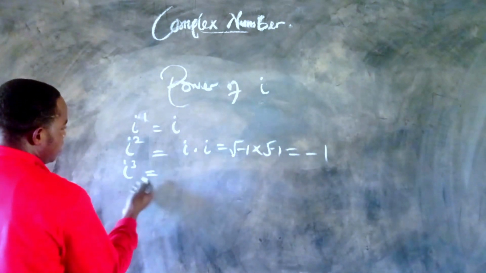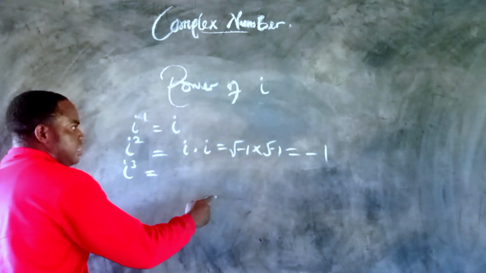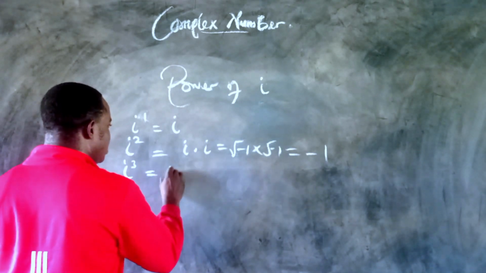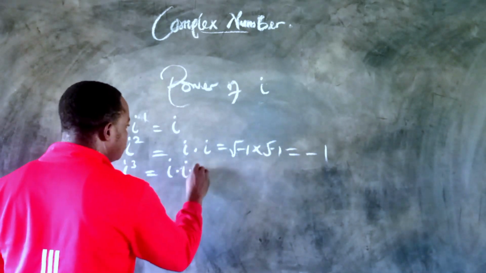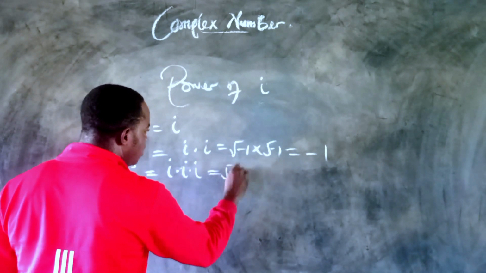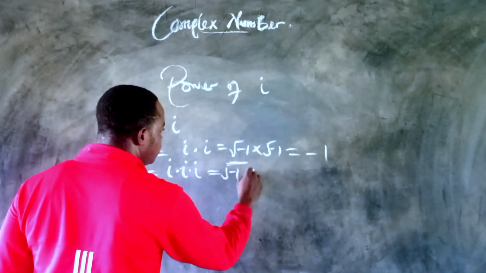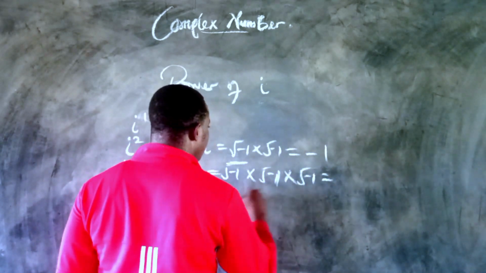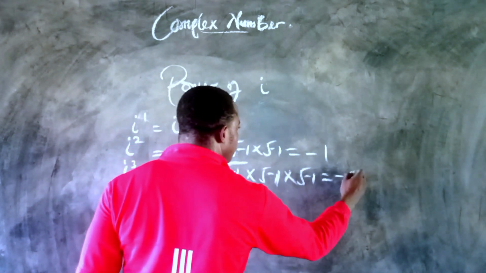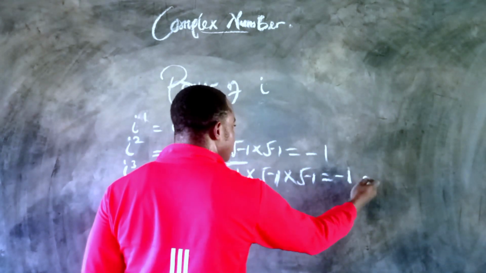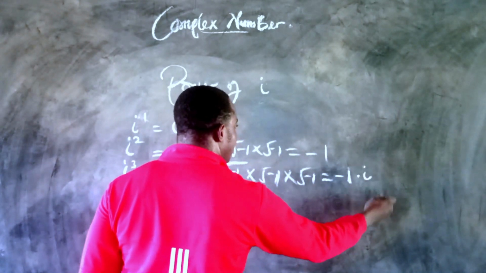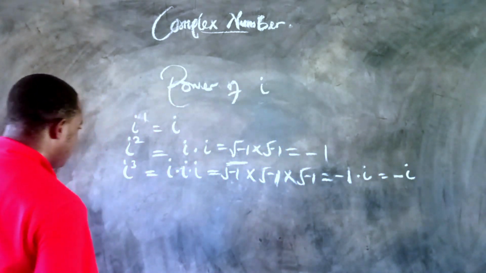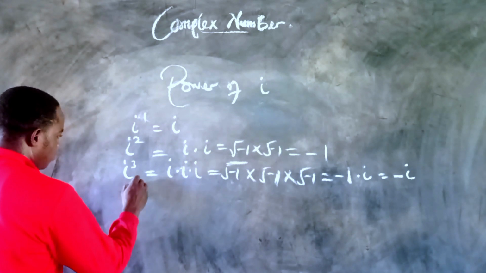Good. So what of i raised to power 3? So that would be i multiplied by i and multiplied by i, 3 times, right? And that would be the square root of -1 multiplied by itself 3 times. Then what would that be? So the first two, the i squared is -1. So -1 multiplied by i, because the third square root of -1 will still be i. So that simply is going to be -i, right?